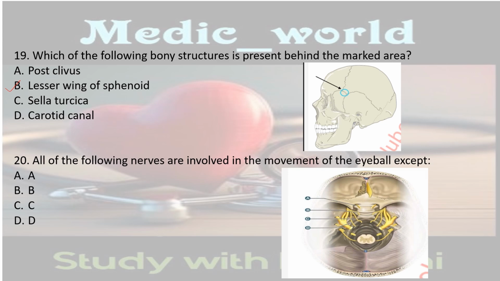Now the next question. All of the following nerves are involved in the movement of the eyeball except the nerve marked as A, the optic nerve, which is not involved in the movement of the eyeball. Of the rest, B is the oculomotor nerve, C is the abducent nerve, and D is the trochlear nerve. These nerves are involved in the movement of the eyeball except A, that is the optic nerve. So the answer is option A.